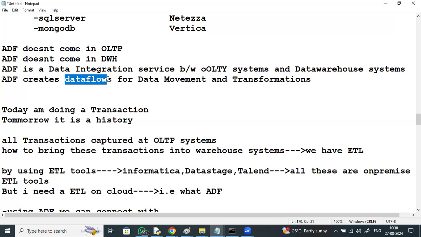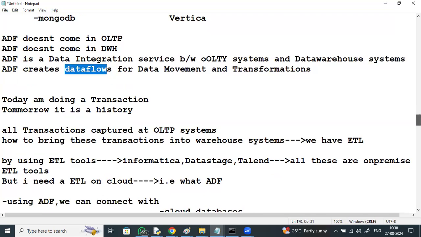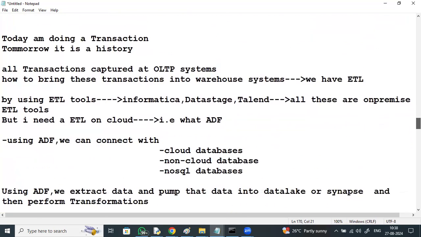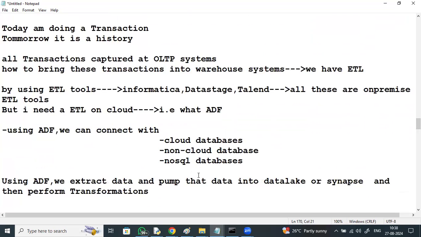Here we are not going to see any kind of coding in ADF. It is a zero coding ETL tool. Everything we perform is drag and drop. So using ADF, extract data and dump the data into data lake or Synapse, because data lake or Synapse is a kind of data warehouse, and then perform transformations. Again, the results we can take to either data lake or Synapse.